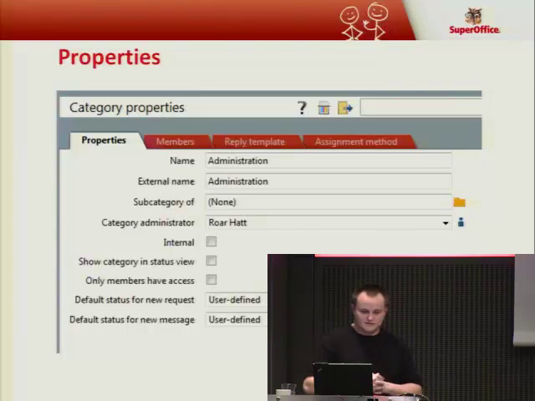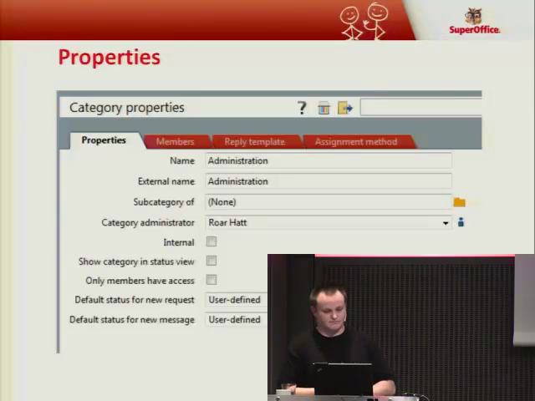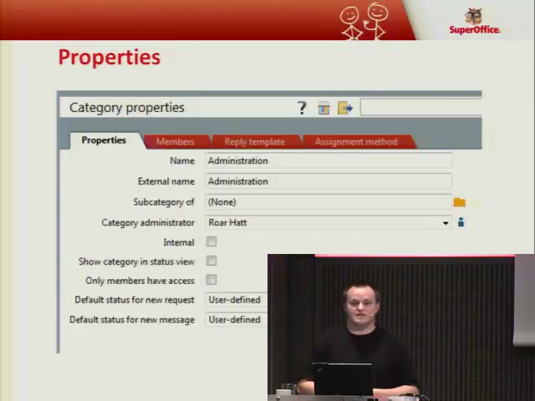When you edit a category, this is what you see. A category has a name, and it has an external name, which is available on the customer center. You can choose if it's internal or not. If it's internal, it's not being shown on the customer center, of course. And you have "only members have access", that is the access restrictions. And you also have the default statuses for new requests, which you have the possibility to set as user-defined.